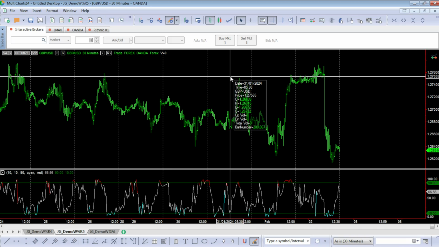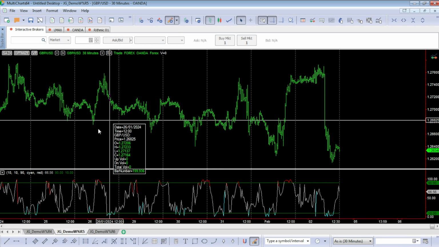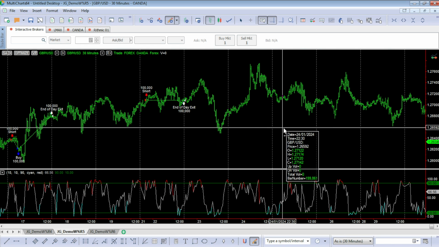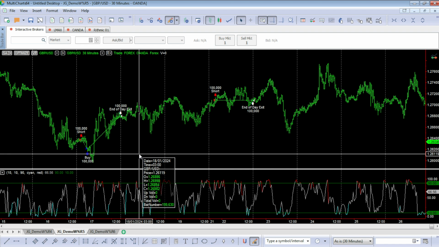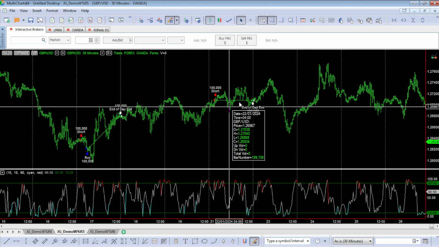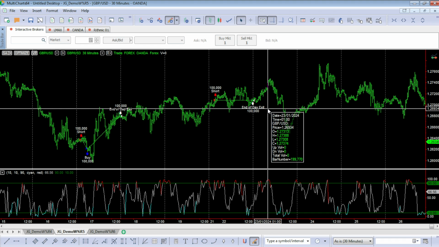Now, let's go and have a look at the day trading version of this strategy. Now we're going to be looking at the version which exits trades at the end of the day. Actually, let me just scroll back so we can see some trades. Here we go, look, end of day exit, end of day exit. So this is our day trading version. Same entries, but different exits.